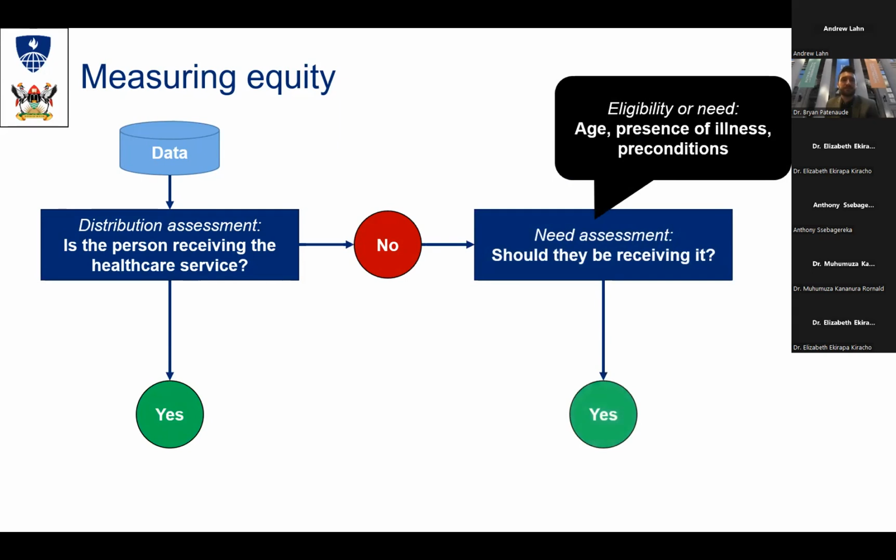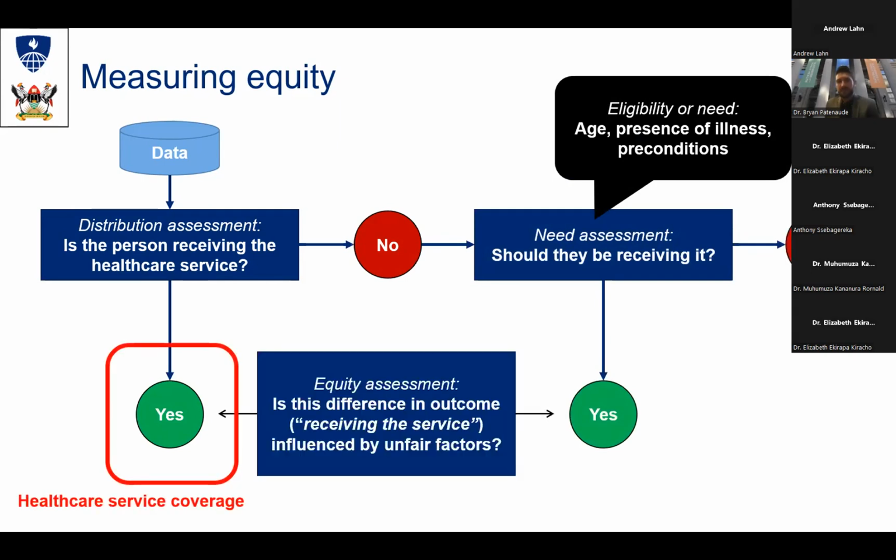So whatever we're measuring, in this case, pediatric vaccines, are they receiving the healthcare service, yes or no? If the answer is yes, good. Okay, they're in the data. We don't need to do anything. We know that they've received the service, and that we can check if they should have received the service, but we know they received the service.